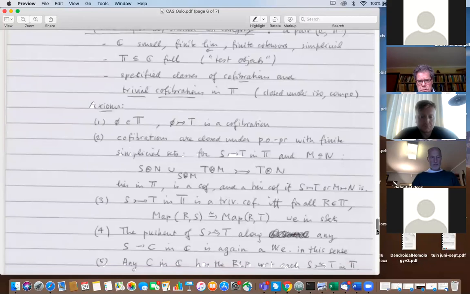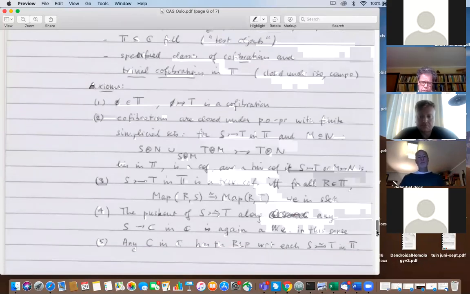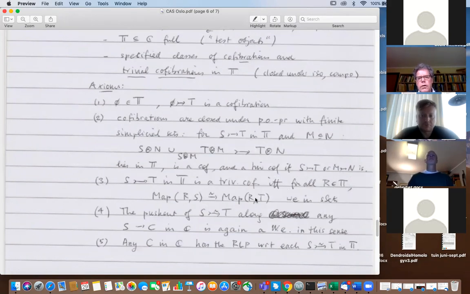Okay, now it would be nice if these trivial cofibrations are related to the weak equivalences as I want to define them. So we put that in as an axiom. It's maybe not absolutely necessary, but it's a more natural setup. So we say S to T is a trivial cofibration if and only if for any test object R, if you map out of R, you get a weak equivalence of simplicial sets. And this notion of map here is just because T is closed under tensors, you can tensor R with simplices, and this will give you a natural simplicial enrichment here. So an n-simplex in map(R,S), to be more explicit, is just a morphism from delta n tensor R to S.